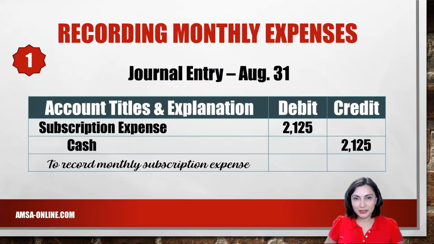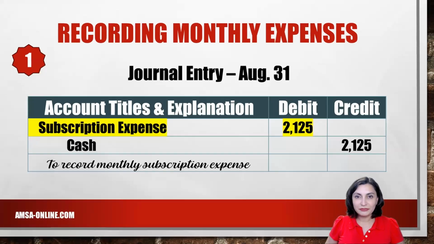The first is the easiest. If you pay for a subscription monthly, there is no need to worry about prepaid expenses. You debit or increase a subscription expense and credit or decrease cash. Note that the debit part of the entry to record monthly expense will be the same in all 3 scenarios, because the monthly subscription expense is the same, $2,125 per month. The only change you will see is on the credit side.